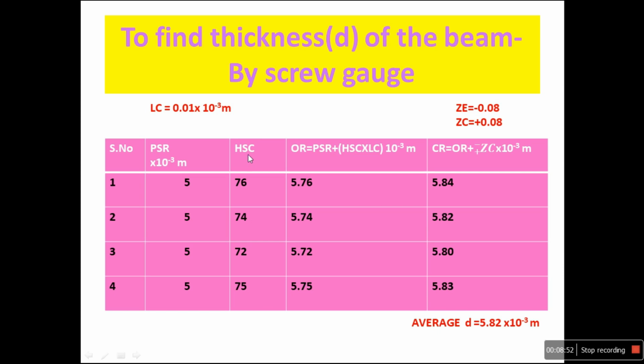In the second column, the H scale coincidence. And the third column, the observed reading. How to calculate the observed reading? PSR plus HSD into least count. And the last column, the corrected reading: observed reading plus or minus zero correction.